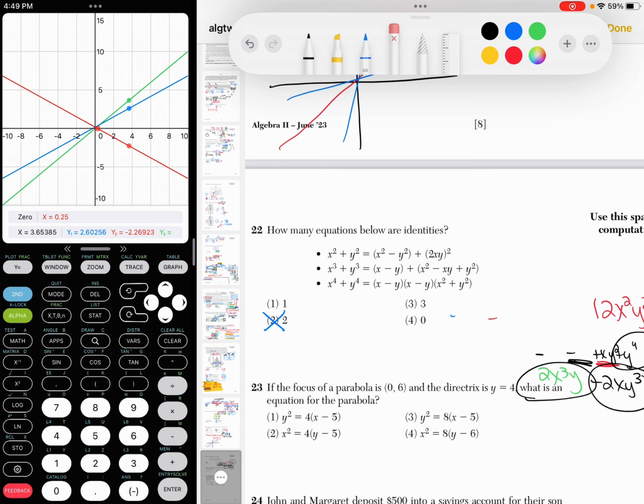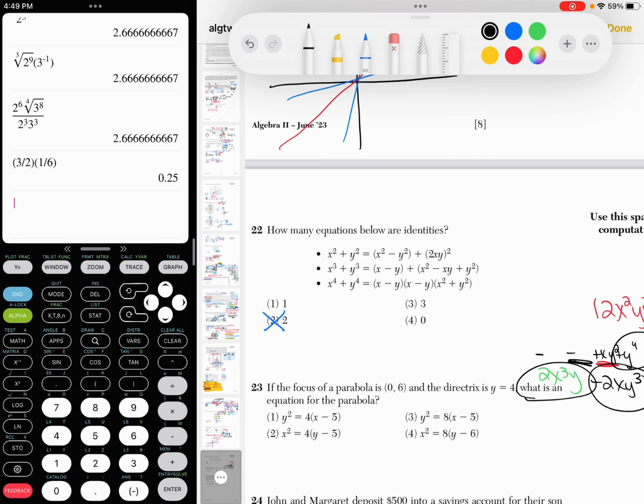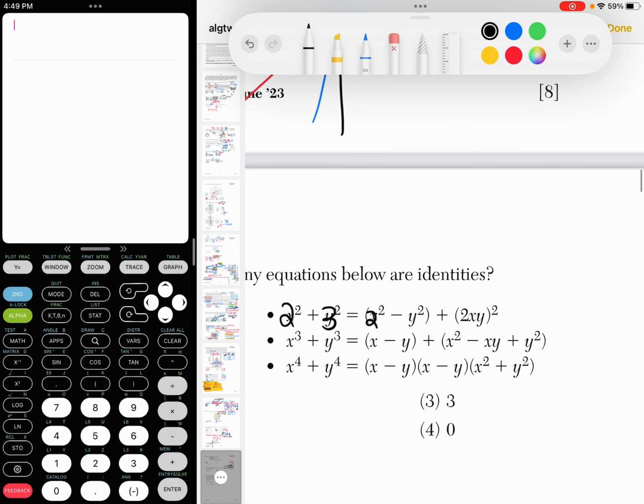So if I use 2 for x and 3 for y, I'm not going to plug all of these in because I think we kind of get the idea. But the first one would be 2 and 3. For it to be an identity, it would have to match the left side. So I'm saying x is 2, y is 3 again. So the left side would have to equal the right side for it to be an identity. Let's try plugging in the left side. So 2 squared plus 3 squared gets me 13. For it to be an identity, that would have to equal the right side.